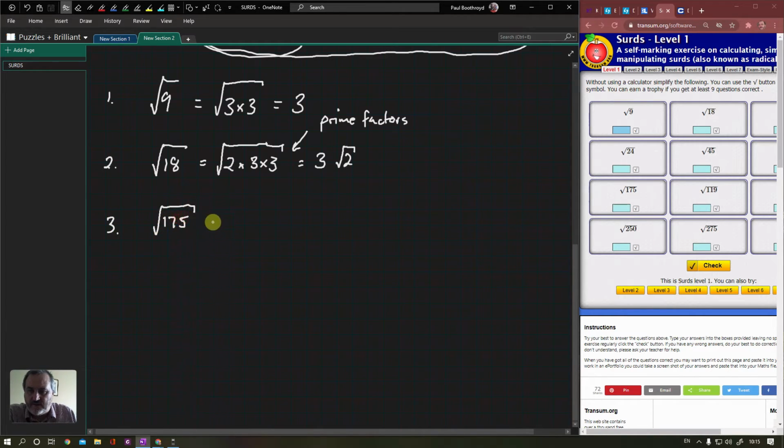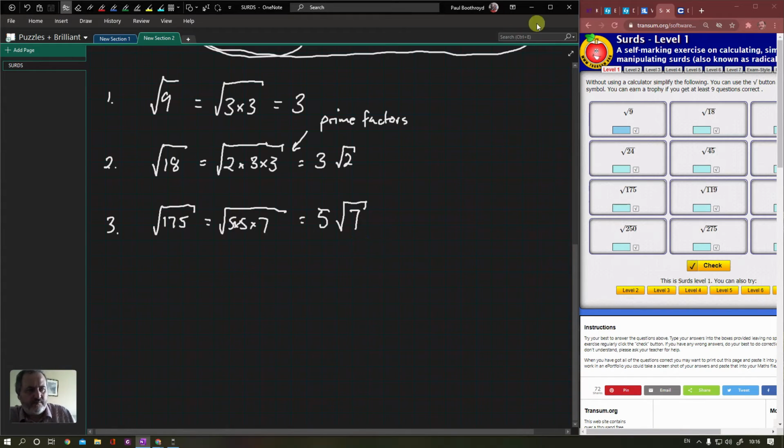So 175 is going to be the square root of 5 5's, 25. And 25 times 7 gives me 175. So 5 5's, I can take out one of the 5's, and I can have the square root of 7 left on the outside. That number is an exact answer.